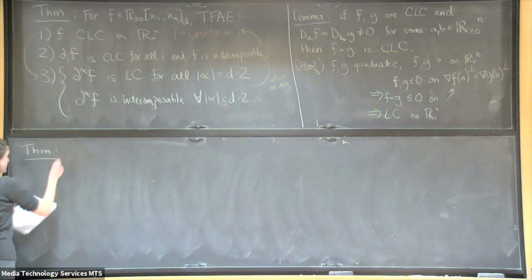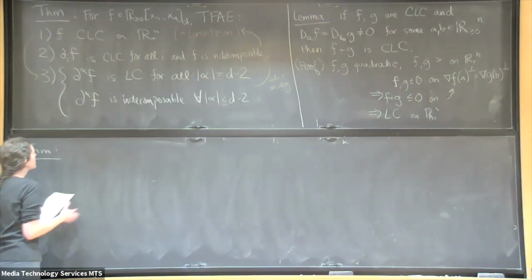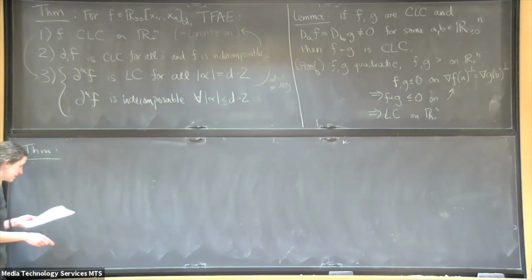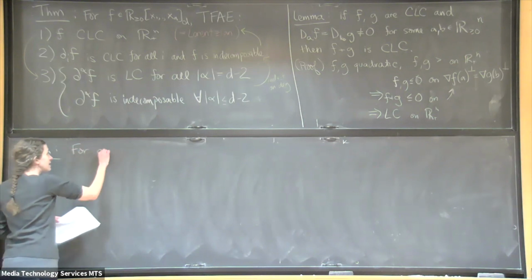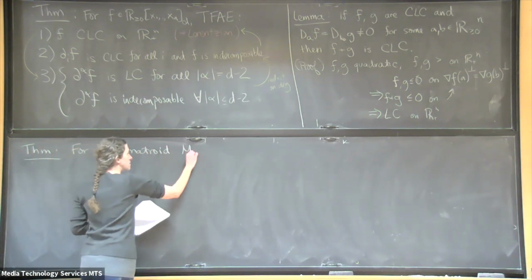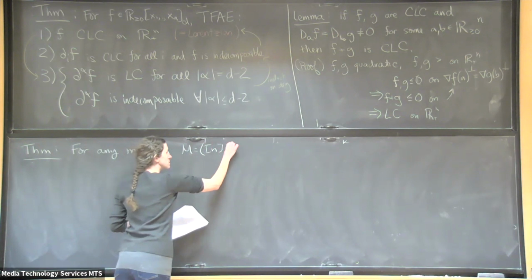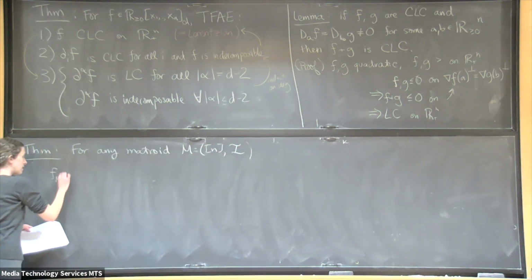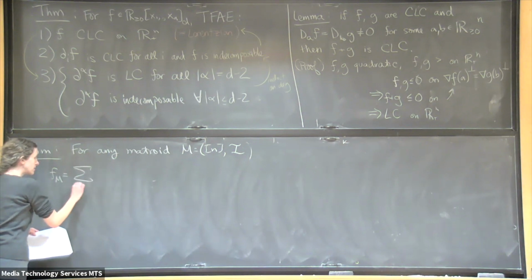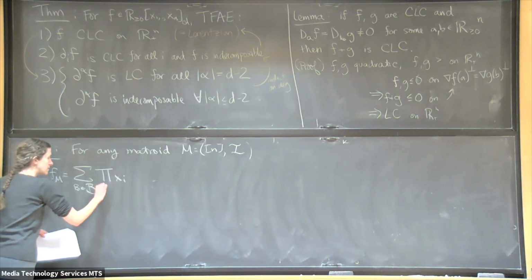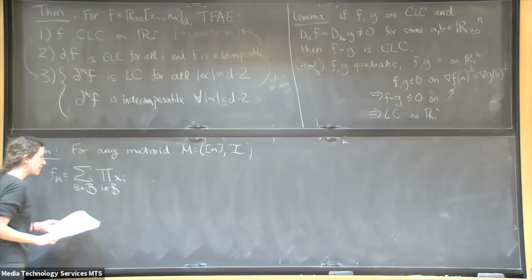So one consequence of this: if someone hands you a polynomial and asks you to check if it's completely log-concave, most likely this third thing is the thing you should use to check. And in particular, it turns out that for any matroid, the basis generating polynomial, if all coefficients are equal to 1, will be completely log-concave.